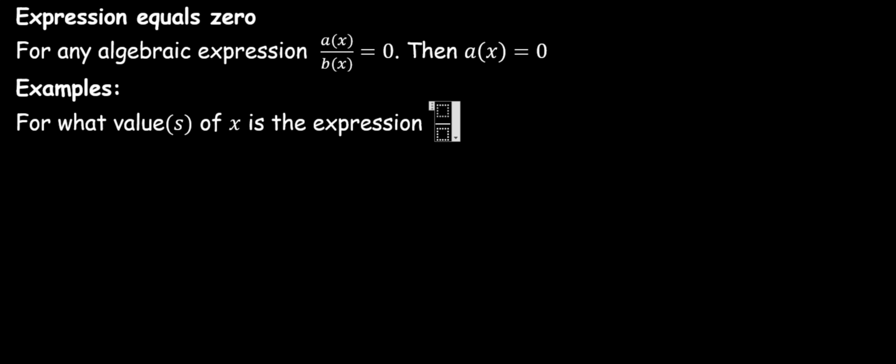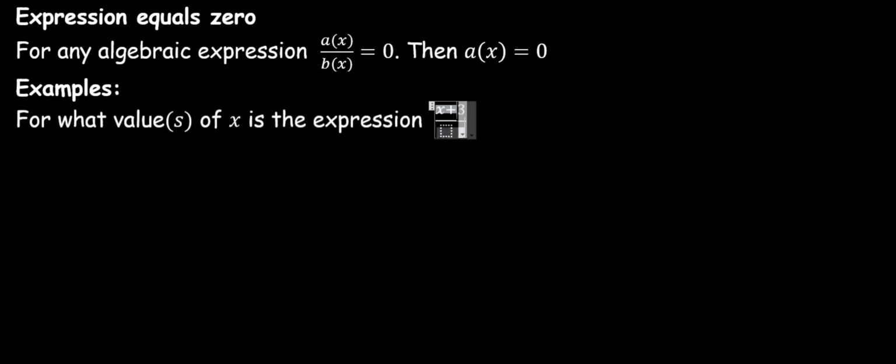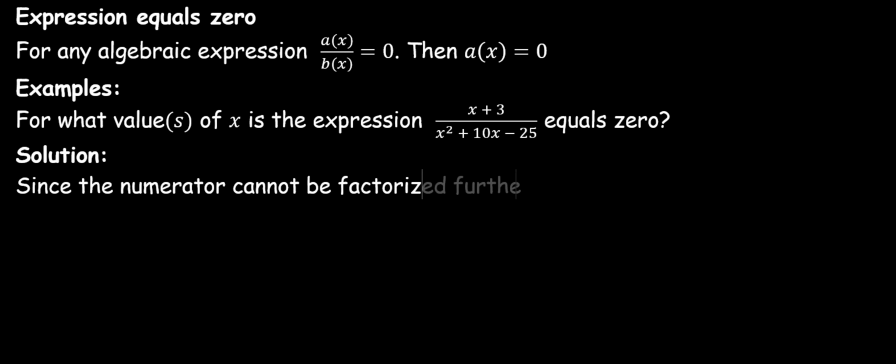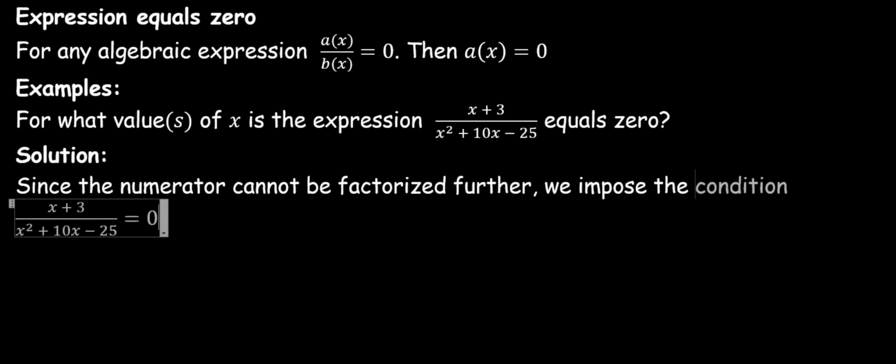For what values of x is the expression (x plus 3) at the numerator divided by (x squared plus 10x minus 25) at the denominator equal to 0? Solution. Since the numerator cannot be factorized further, we impose the given condition. For the given expression to be equal to 0, x plus 3 must be equal to 0, which is the numerator. From here, we know that x is equal to minus 3.